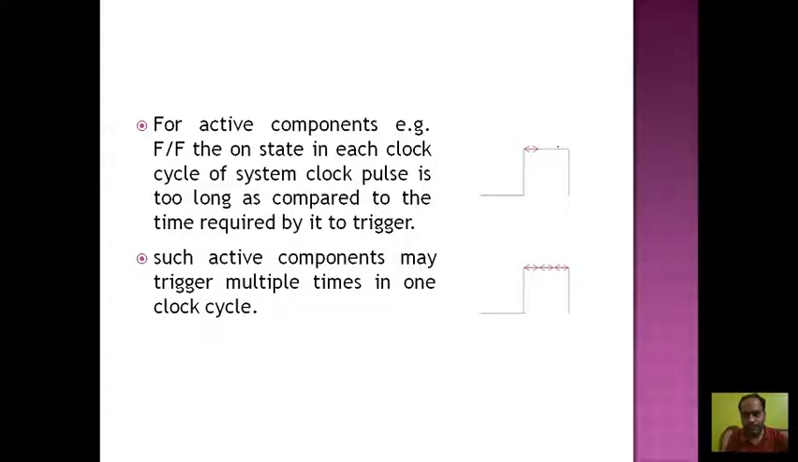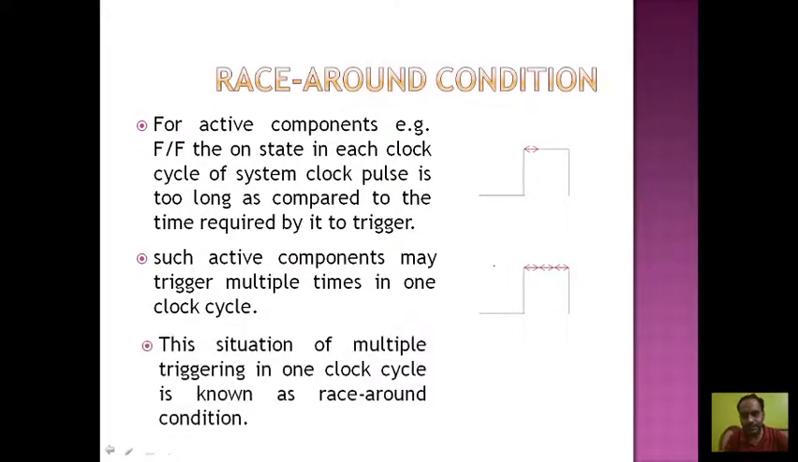So it may happen that the active devices trigger multiple times in just one clock cycle, and this situation is known as race around condition. So this is the violation of the rule of synchronization. To avoid it, we can reduce the on period of this clock cycle like this.